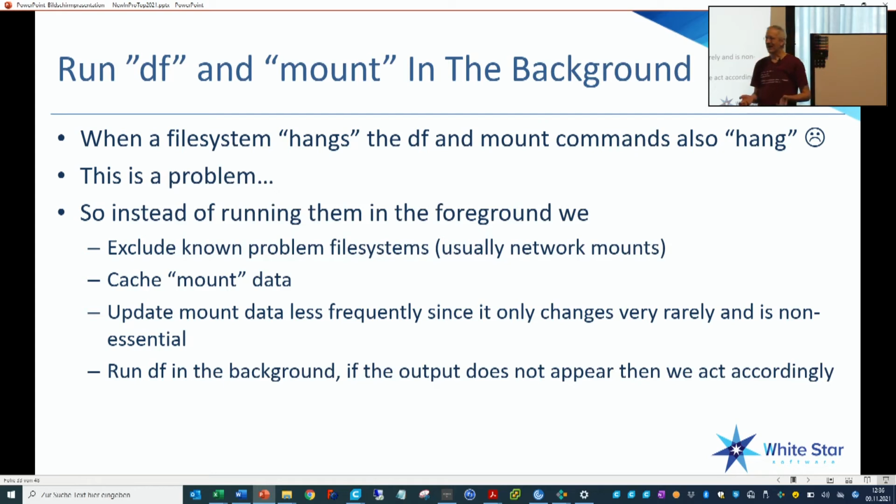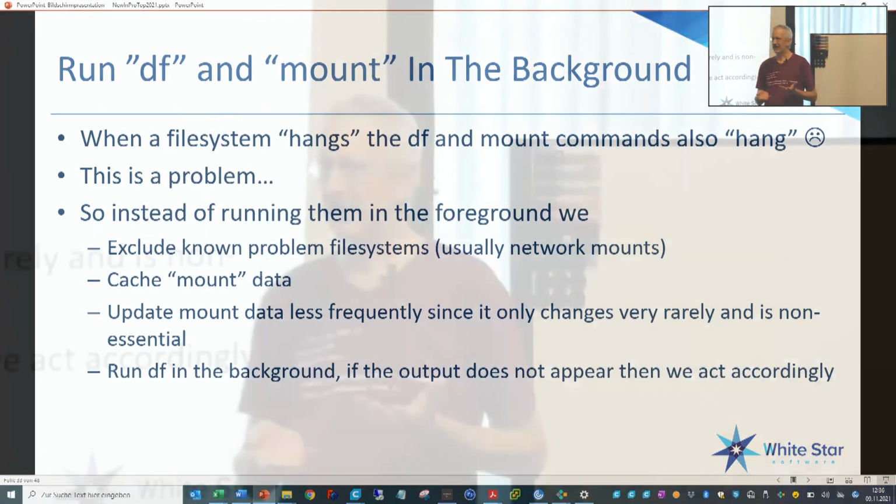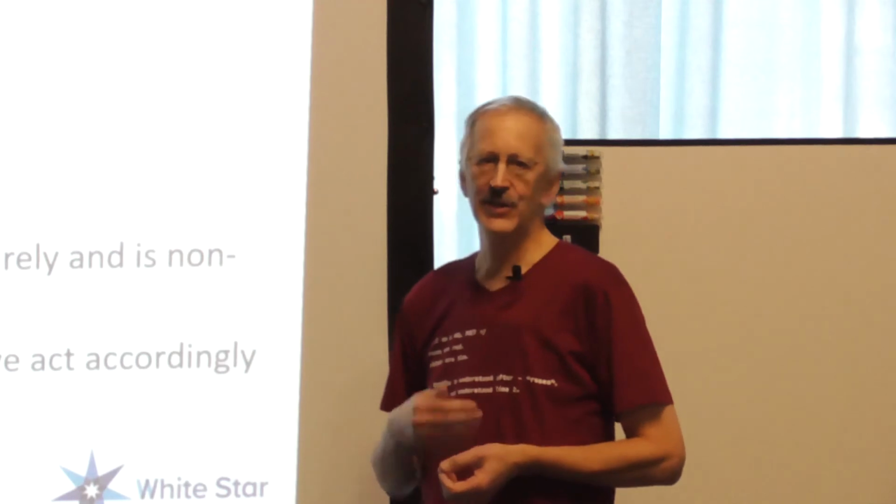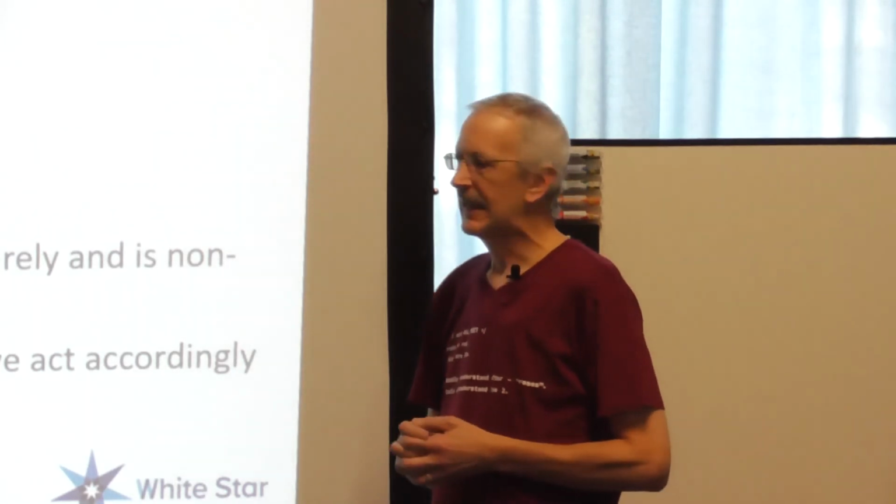If you've ever had a file system hang, usually a network drive or something like that, it's really annoying because you go out and try to do a DF and it gets halfway through and then just hangs there and you don't get a return from it. That's a pain in the neck. So instead of running them in the foreground, we've done a couple of things. We exclude the known problem file systems. So if you know you have a file system that frequently hangs, you just exclude it from the list.